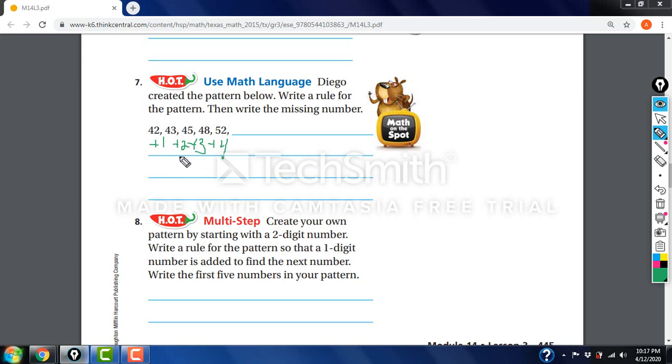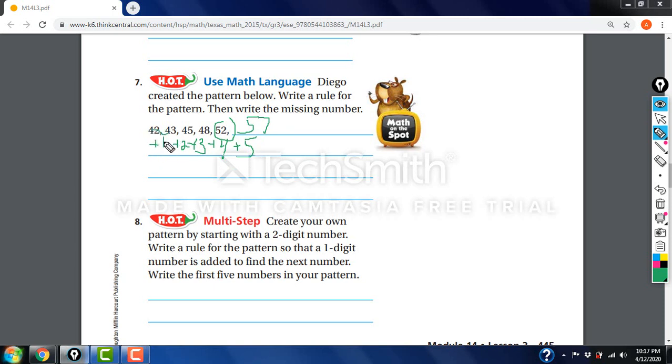They're adding one, then they keep adding one more. So the next one would be what? If it went 1, 2, 3, 4, the next one would be 5. If we continue the pattern by adding one more, it'd be 5. And what number would this be? Well, if I added 5 to that, that'd be 57. That makes sense?